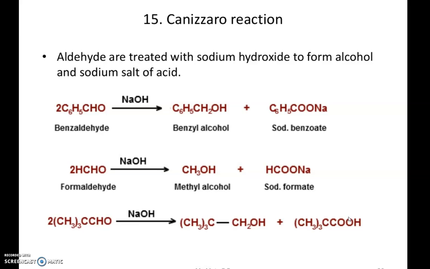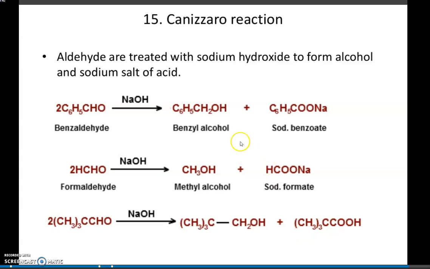The Cannizzaro reaction is a very important reaction. Aldehydes are treated with sodium hydroxide to form alcohol and the sodium salt of an acid. So we are taking aldehyde treated with sodium hydroxide. All reactions are similar. Here we have to take two aldehydes. We can see here Na plus and OH minus.